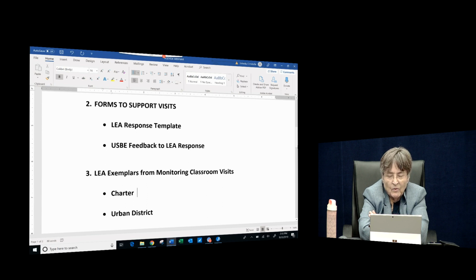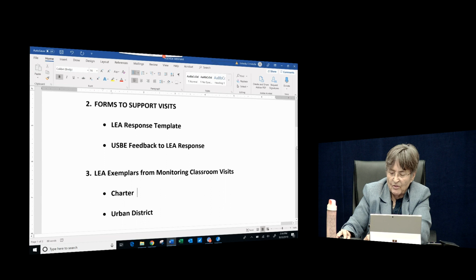Now, if you listen to the way that question is framed, it's access to grade level content. It's not the language support that you're providing them in relationship to extra supplemental support that is funded specifically by Title III, but it's the actual civil rights obligation to ensure high quality instruction related to equitable access to grade level content and success in that. The third part of the webinar is going to be LEA exemplars from monitoring classroom visits. I have one example of a charter and one of an urban district.